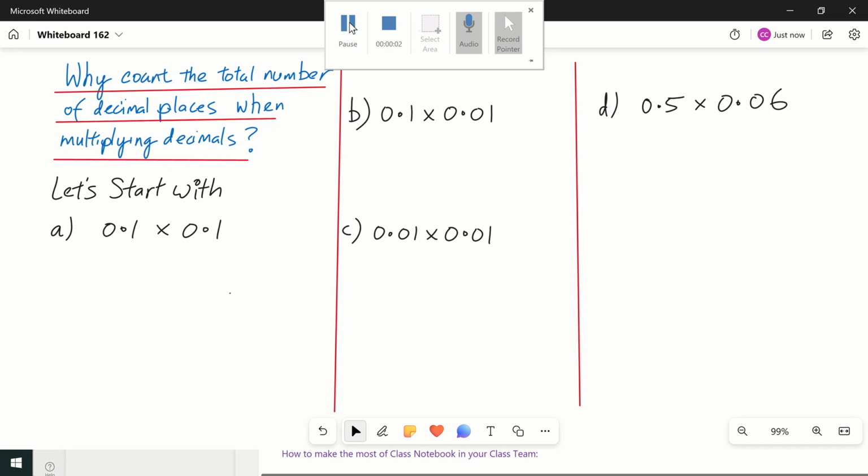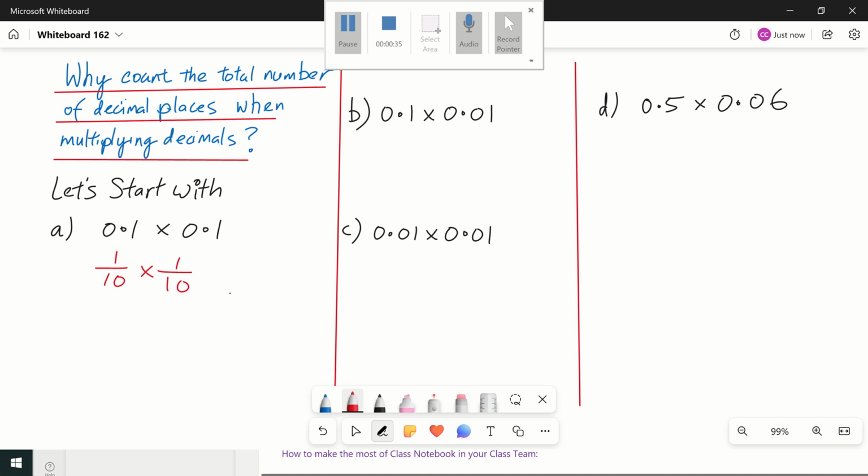Now here is why, when multiplying decimals, you start by counting the total number of decimal places. Let's start with a very simple example: 0.1 times 0.1. That actually amounts to 1/10 times 1/10. And that's what it means. 0.1 is 1/10 and the other 0.1 is 1/10.